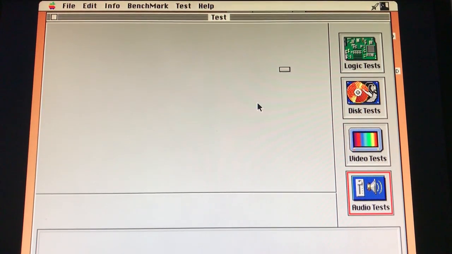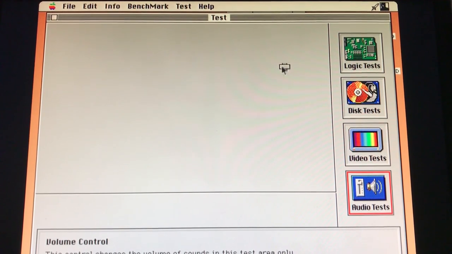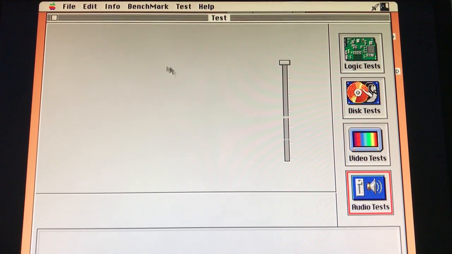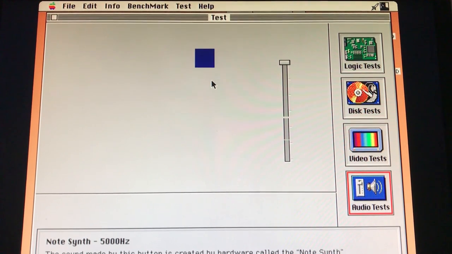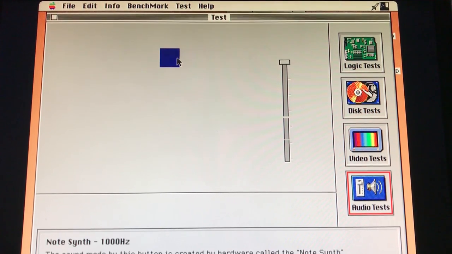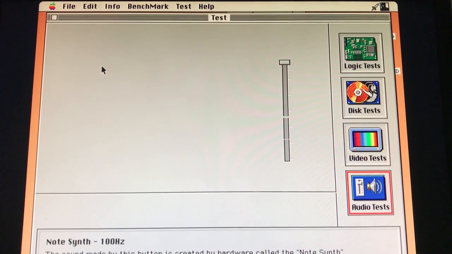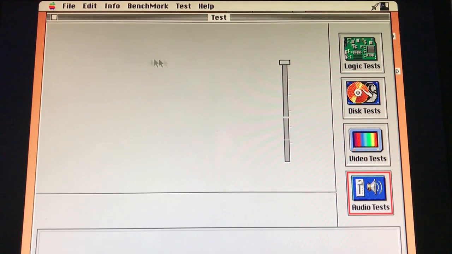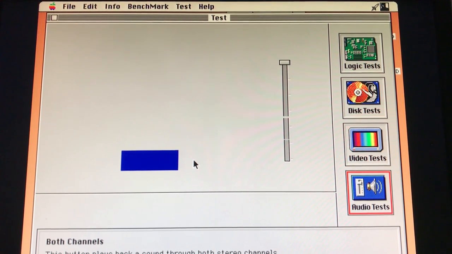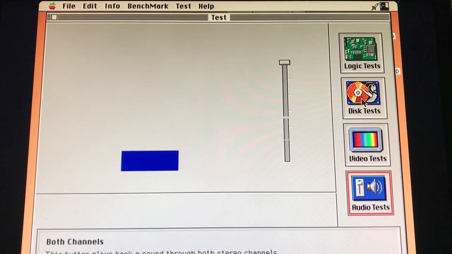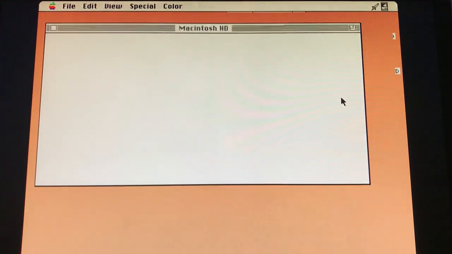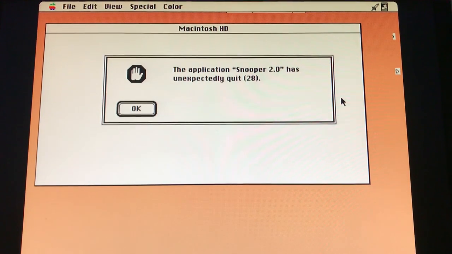Let's do some audio tests. The rocket does break sound. Ooh. Okay. Well, evidently the rocket doesn't break all sound. Okay, we get it. And we have a total system crash. Fun.